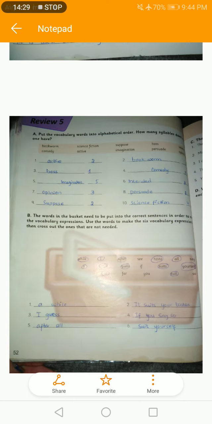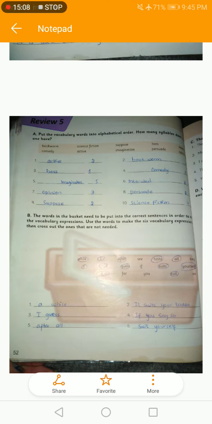How many syllables are there in each word? The first one is active. In active we have two syllables. Then the second one is bookworm. In bookworm we have two syllables. The third one is boss. In boss we have one syllable. The fourth one is comedy. In comedy we have three syllables. Then the fifth one is imagination, and in imagination we have 5 syllables.